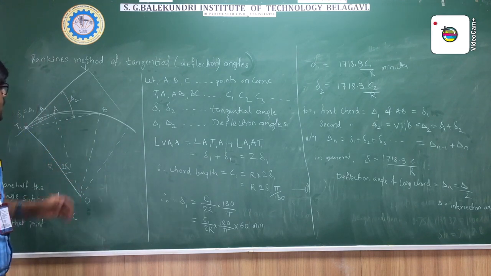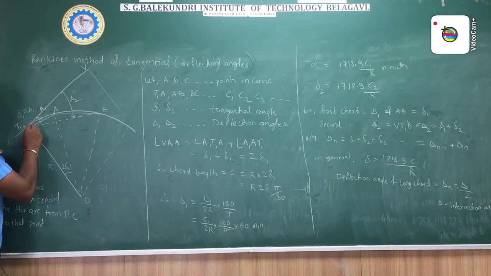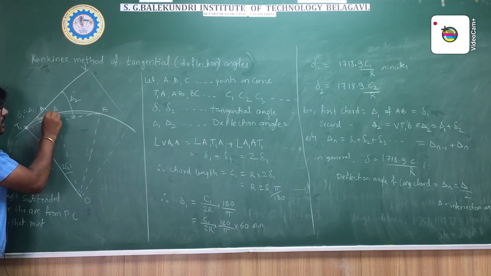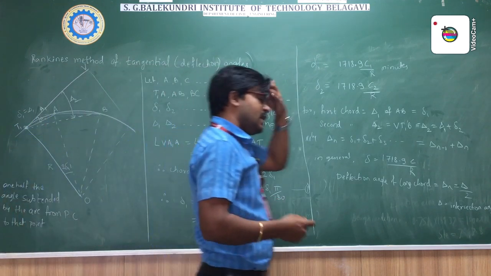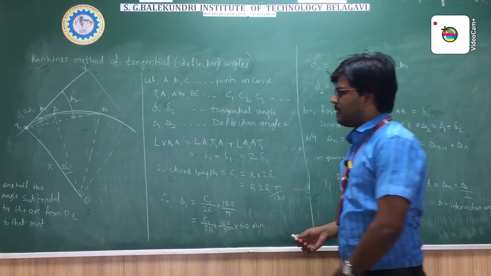Here in Rankine's method, the curve, or arc, is assumed to be equal to the chord. It means the length of arc will be equal to the length of chord. This is the assumption, and based on this principle, Rankine's method of tangential angles can be derived. Just see the diagram.